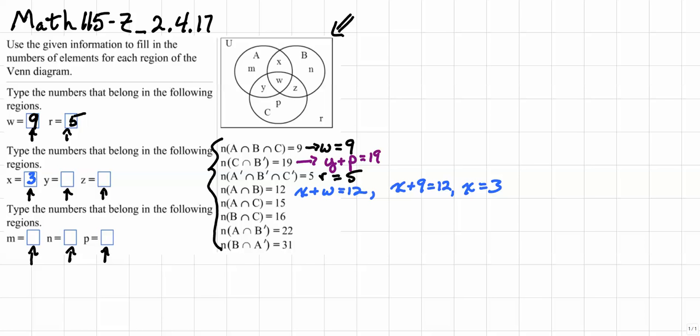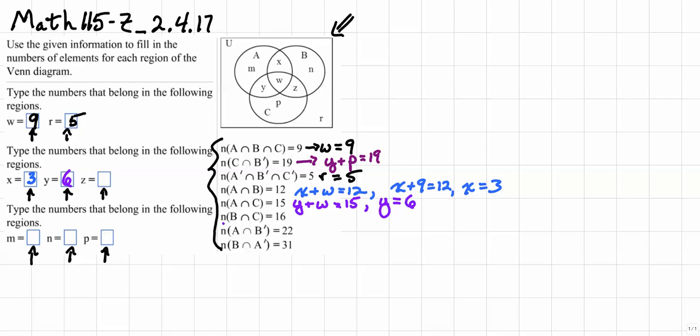Now, using the same logic that we applied before, we can see that the overlap between circle C, this one right here, and circle A, this one right here, is going to be this region right in here, Y and W. So I know that Y plus W is equal to 15, but I also know that W is equal to 9, so I simply subtract 9 from 15, and I get Y is equal to 6. And so I can write that in here.